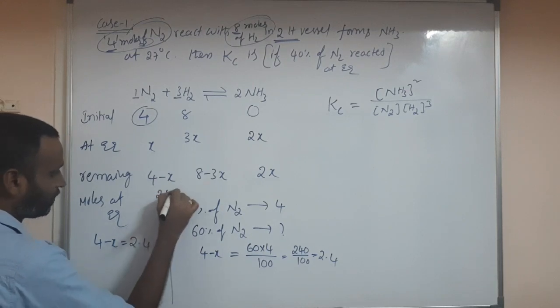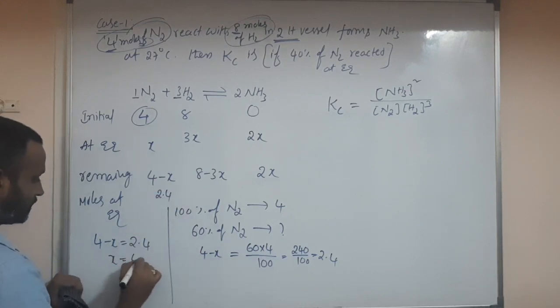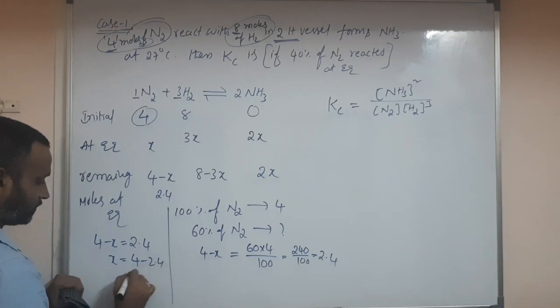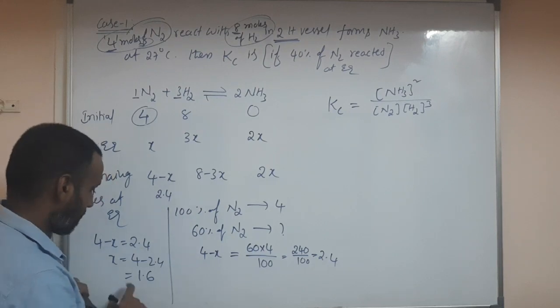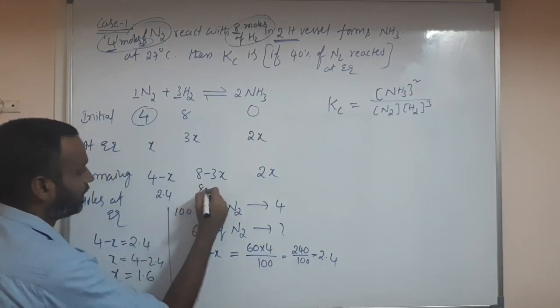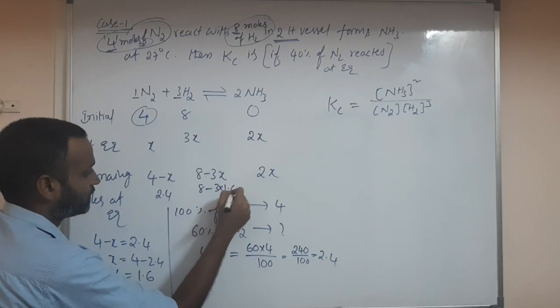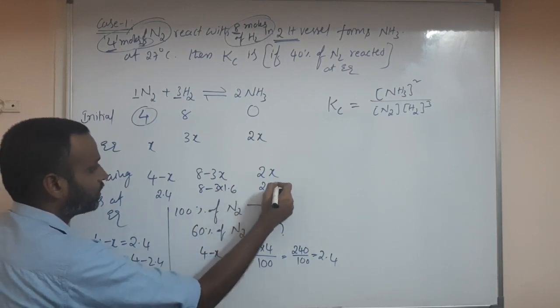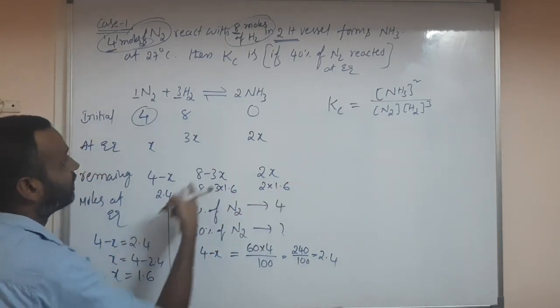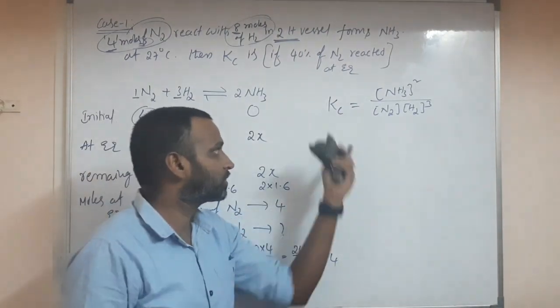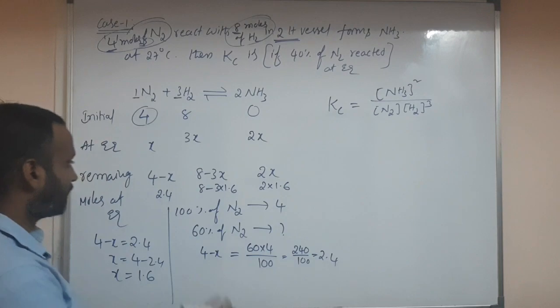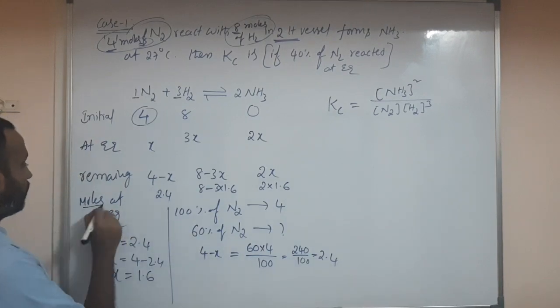Now x is how much? x is 4 minus 2.4, so it's 1.6. So here 8 minus 3 into 1.6, and 2 into 1.6. By dividing with volume, you can substitute in this Kc so that you can find Kc. Correct? These are the moles at equilibrium.